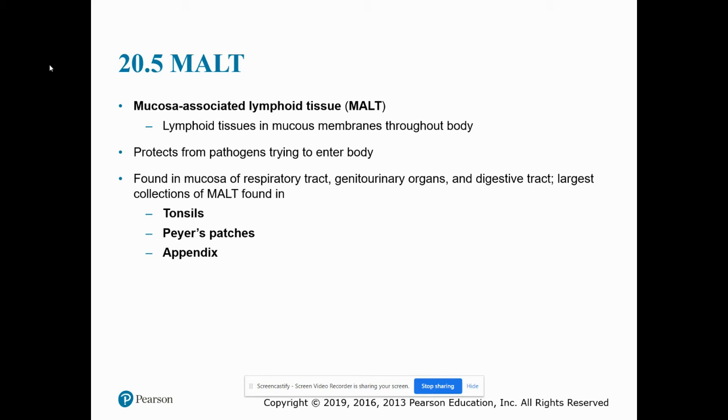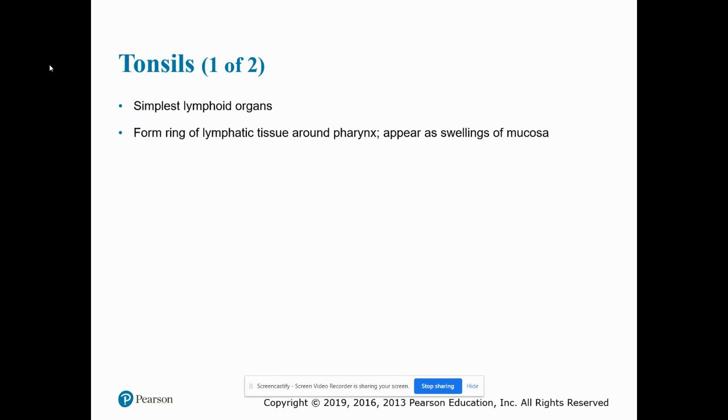And we're going to start off by talking about MALT, which is mucosa-associated lymphoid tissue. These are lymphoid tissues in mucous membranes found throughout the body. What they do is protect us from pathogens that are trying to enter the body. They're found in the mucosa of the respiratory tract, urinary organs, and the digestive tract. The largest collections of MALT are found in the tonsils, the Peyer's patches, and the appendix.